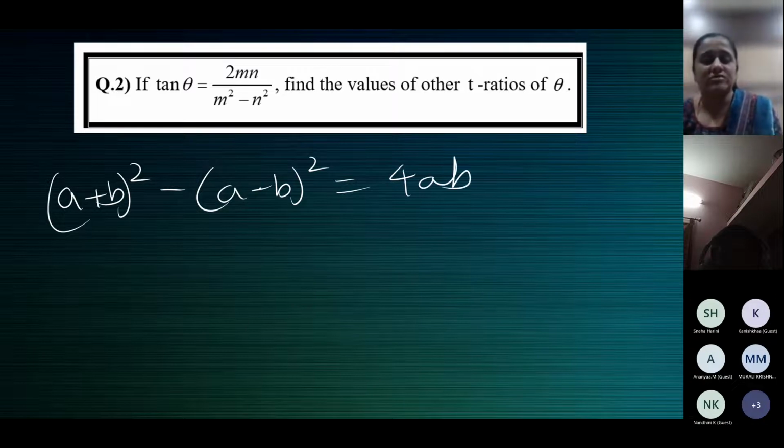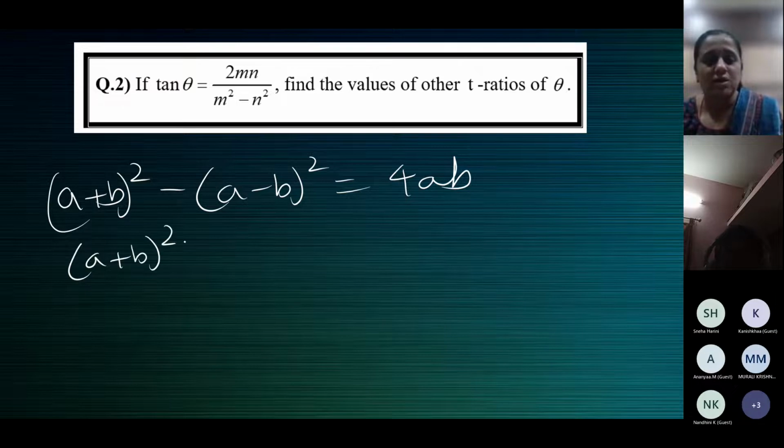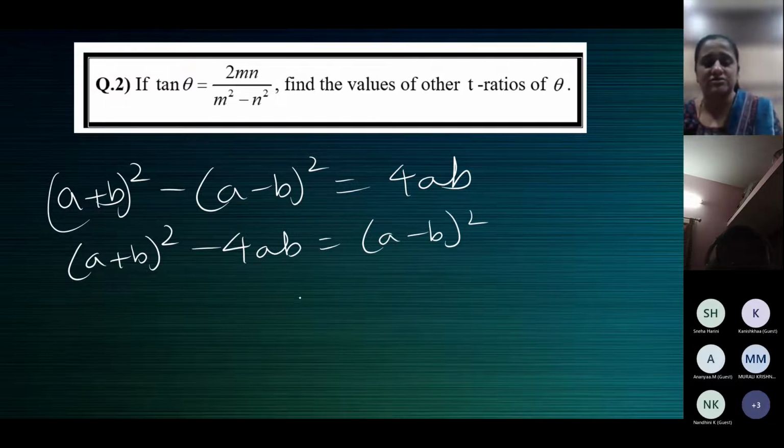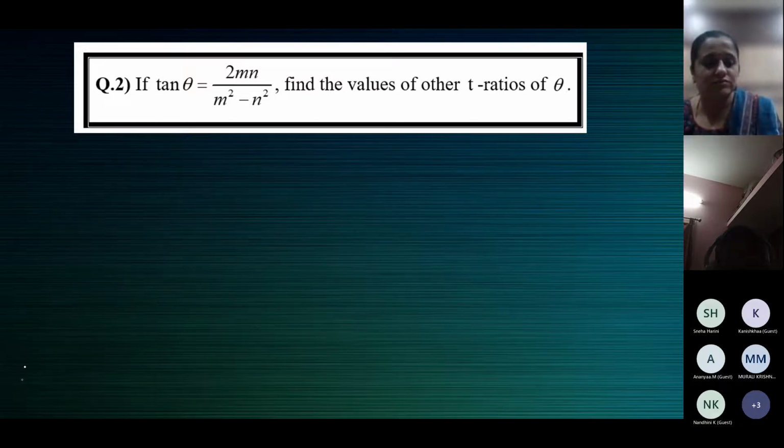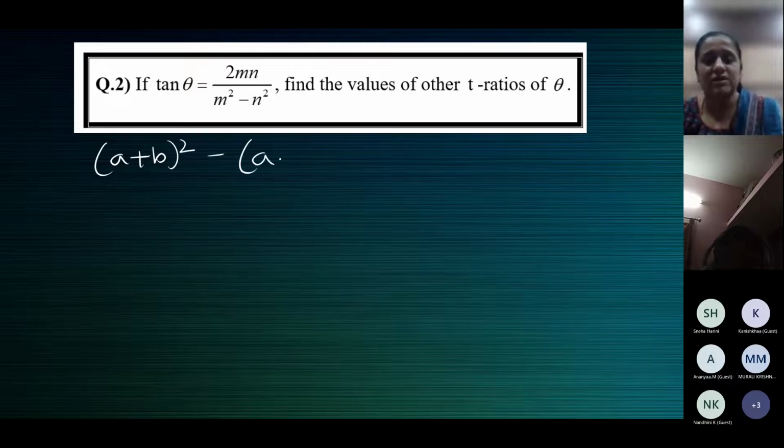So sometimes you have to use it like this, or sometimes it is (a plus b) the whole square minus 4ab is equal to (a minus b) the whole square. You can transpose and get different identities. Or (a minus b) the whole square plus 4ab is equal to (a plus b) the whole square. On transposing, you get all this. (a plus b) the whole square minus (a minus b) the whole square is equal to 4ab.